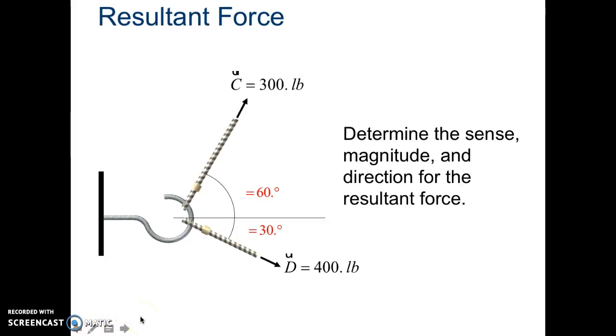Okay, now let's look at a resultant force of something that is not equal. So you have this hook, and it's holding two cables. One of them is hooked up at a 30-degree angle, and it has 400 pounds of force on it. The other one is hooked up at a 60-degree angle and has 300 pounds of force.